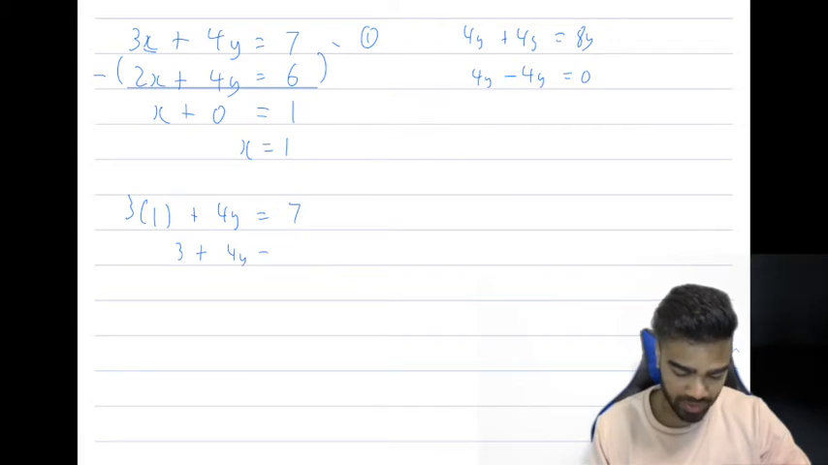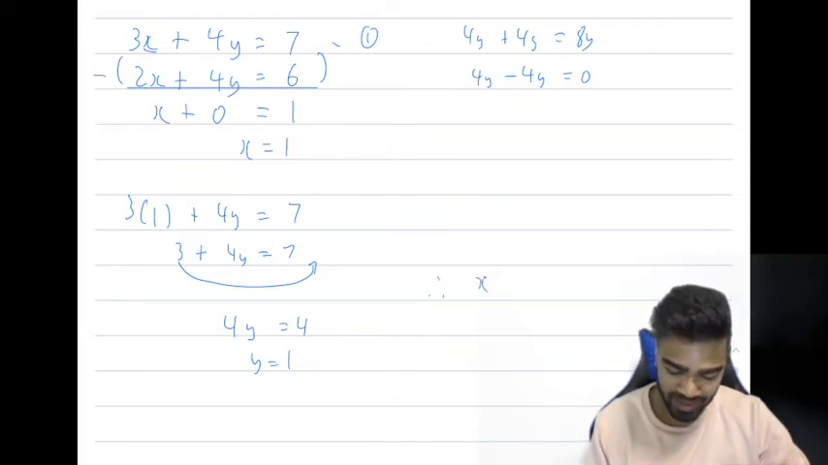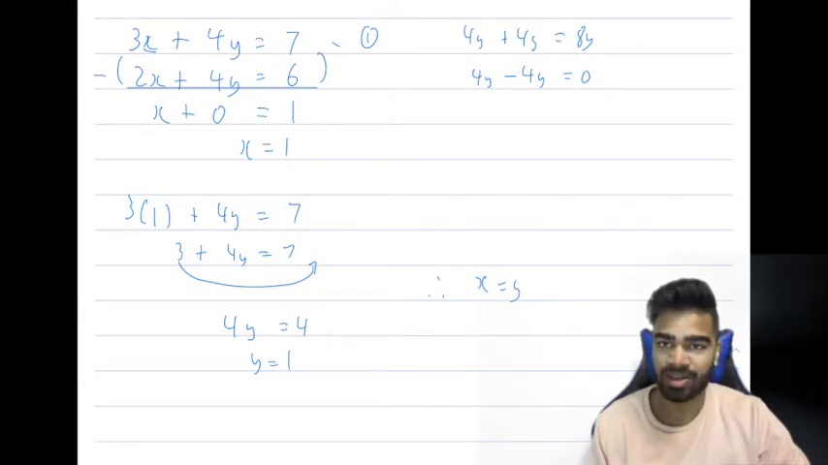So 3 plus 4y is 7. Subtract, take 3 to the other side. 4y is equal to 4. y is equal to 1. Yeah. In this case, we can technically, therefore, we can say x is equal to y because they mean the same thing. Perfectly fine. Thing that can happen.